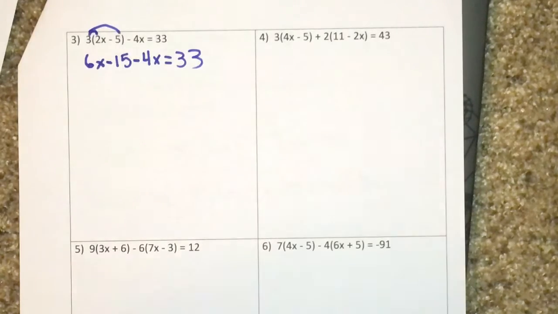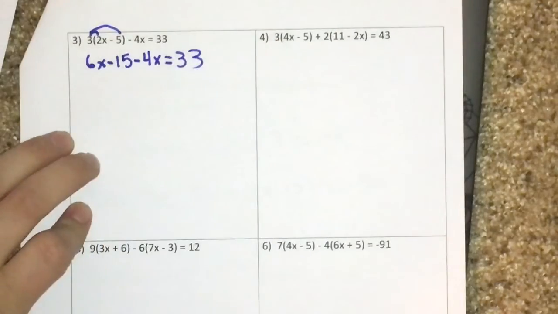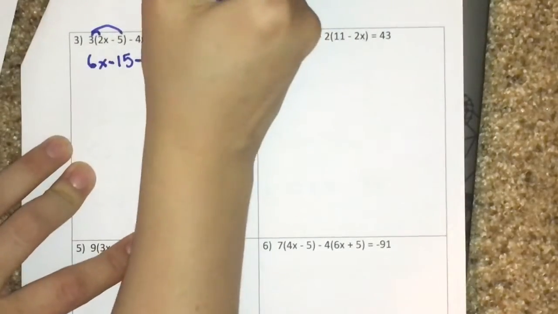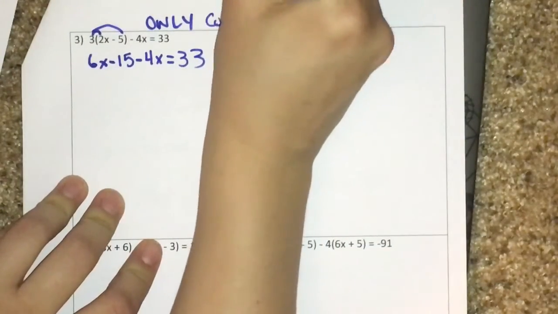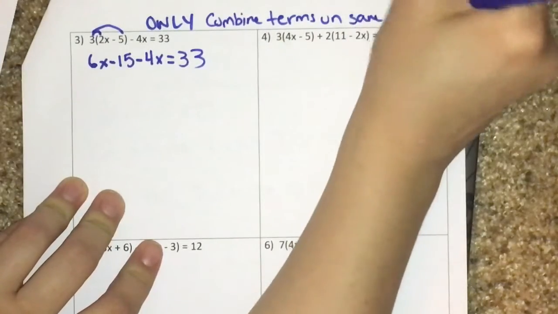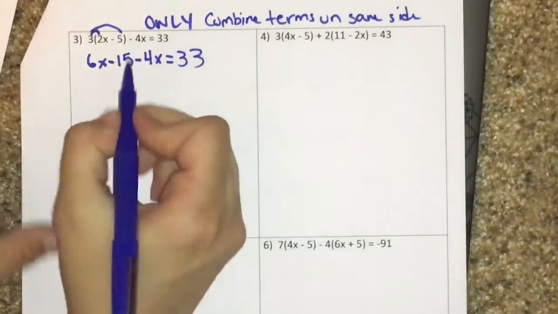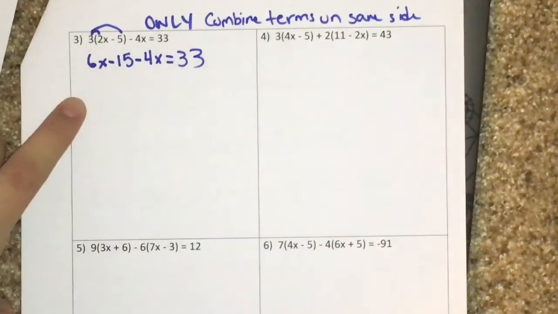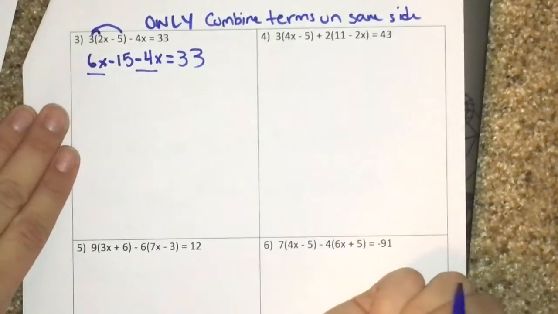Step 2 is to combine like terms. Well, what terms can we combine? Terms that have the same base and the same exponent. And they also have to be on the same side of the equation. You can only combine terms on the same side. That is super important. So in this case, I cannot combine negative 15 and 33 because they're on opposite sides of the equal sign. But I can combine 6x and negative 4x.